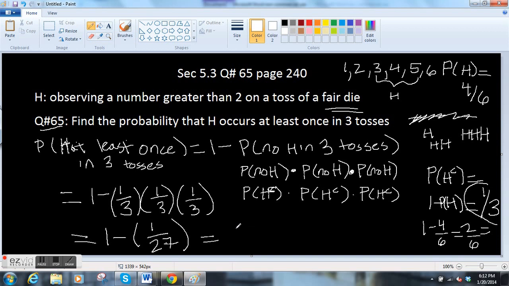Or they might just say 1 minus 1/3 cubed as the answer. So again, at least 1 means 1 minus the probability of no H in all 3 tosses. So that's 1 minus, this is no H in all 3 tosses. So here's your answer. That one's tricky. It's a tricky one. I'll do another one with babies.